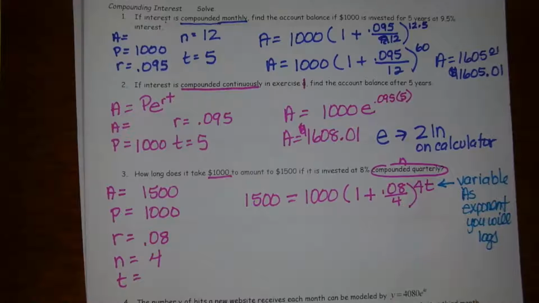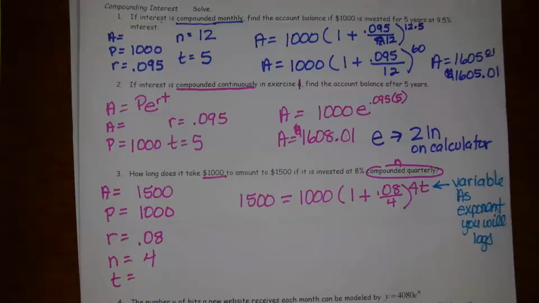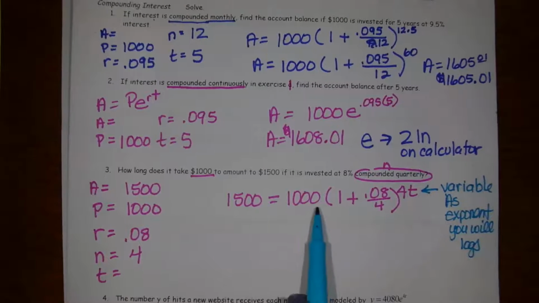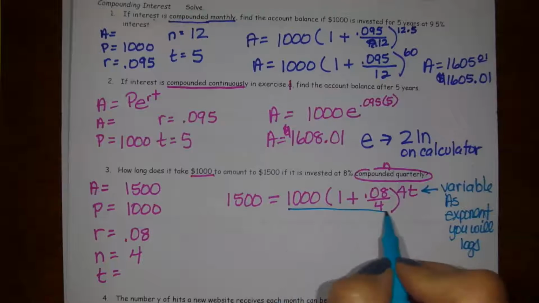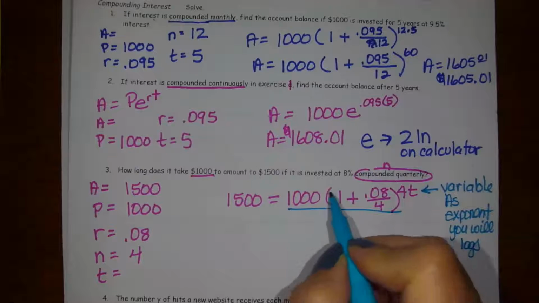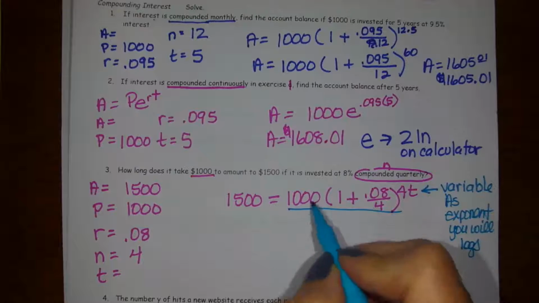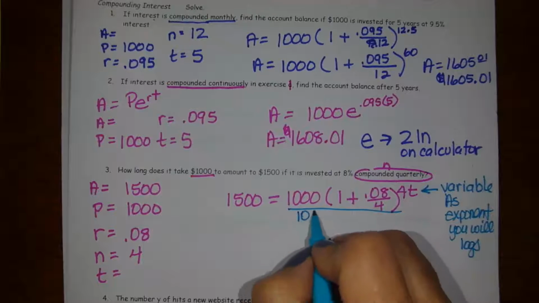Okay, so when you see a variable up there that you don't know, that's when we know we're going to have to solve this using logarithms. We don't need it yet. Can you clean this up a little bit? There's a 1,000 sticking out to the side. Can we divide both sides by 1,000 and clean that up? Let's do that. You always want to get rid of the thing that's raised to a power. If there's anything in front of it, we want to get rid of that.